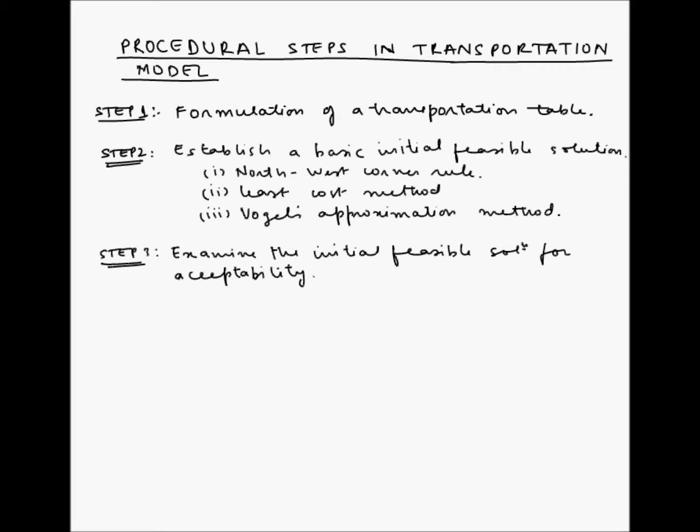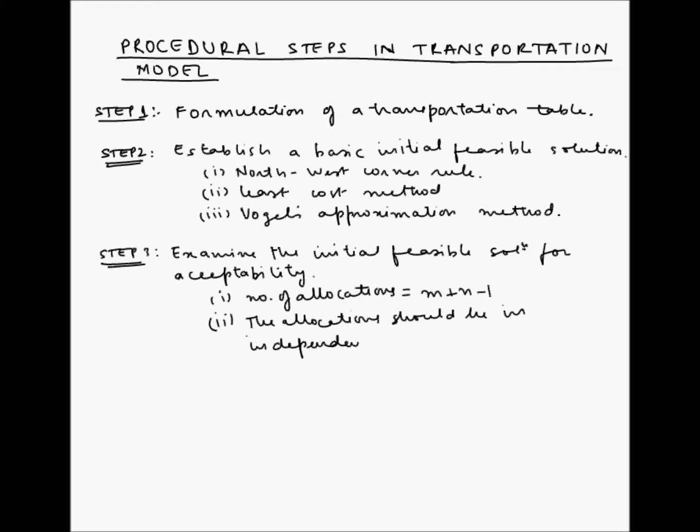There are two basic conditions for step number 3. The first one is that the number of allocations should be equal to m plus n minus 1, where m is the number of rows and n is the number of columns. And second is that the allocations should be in independent positions.